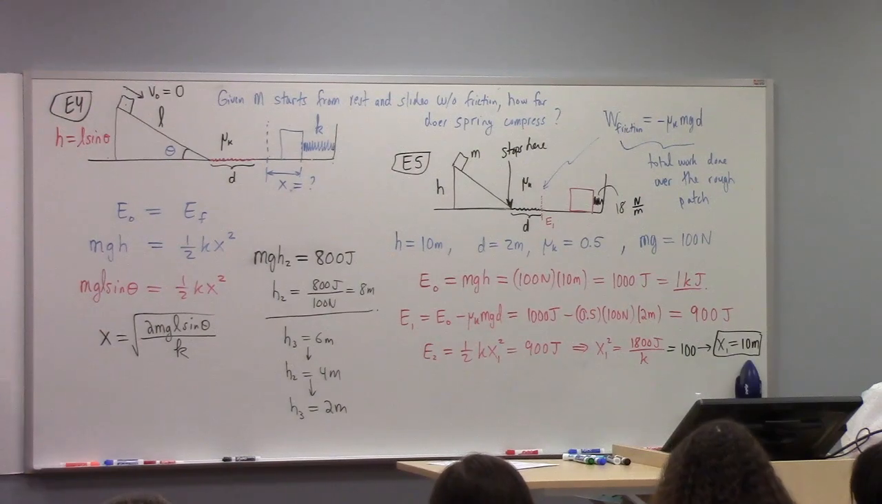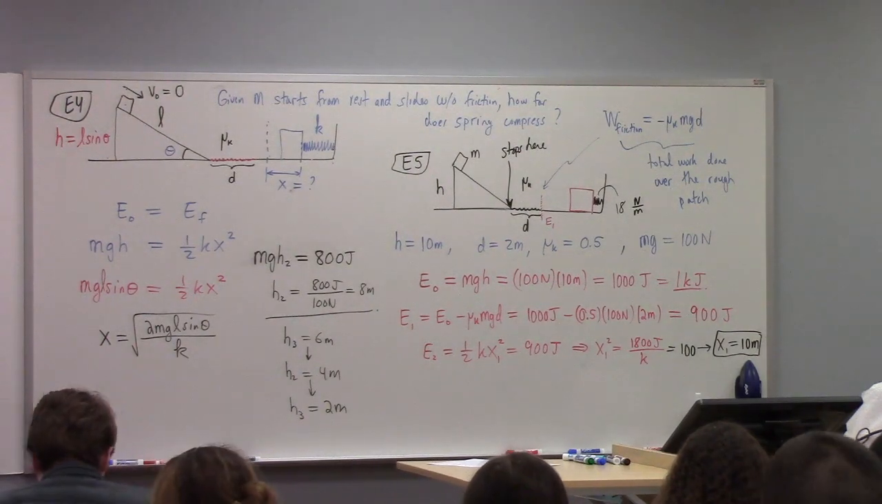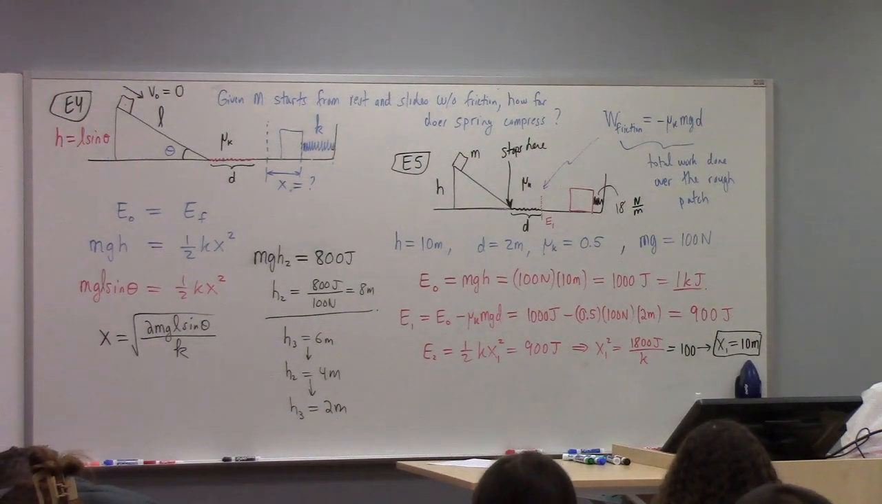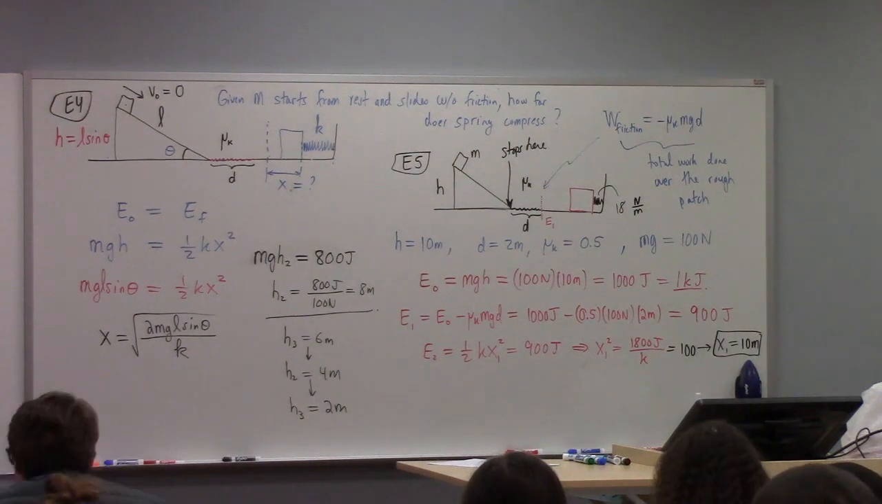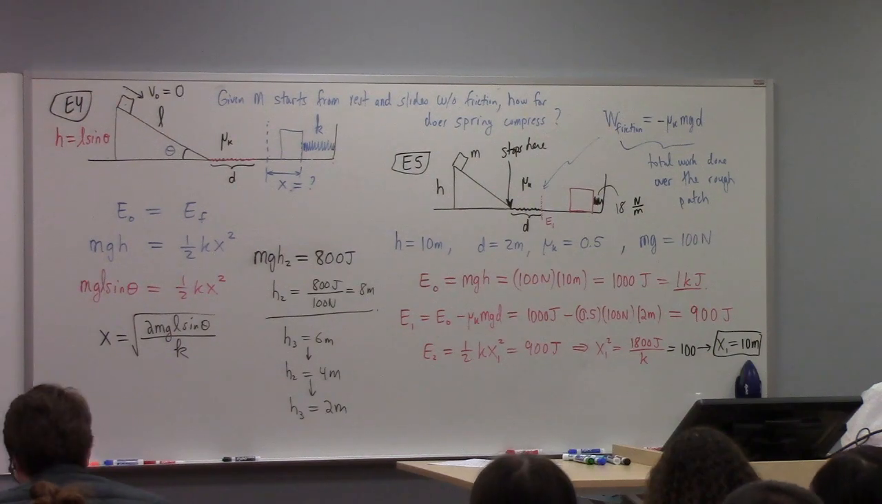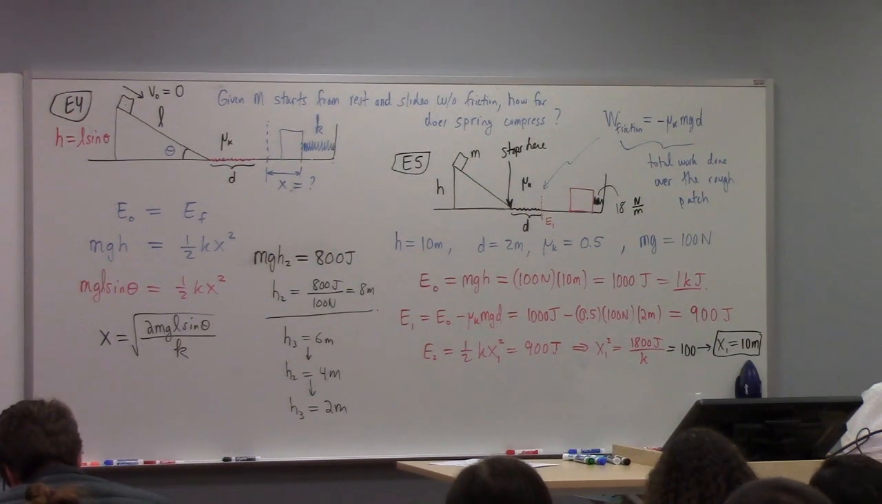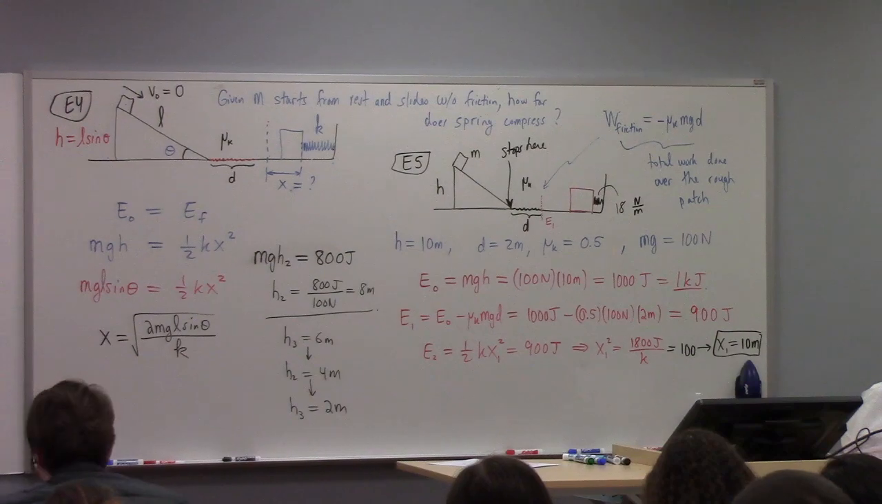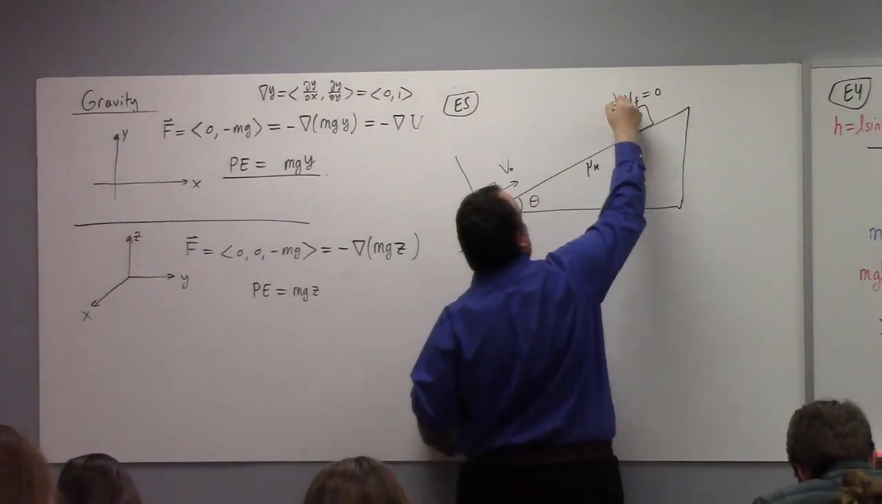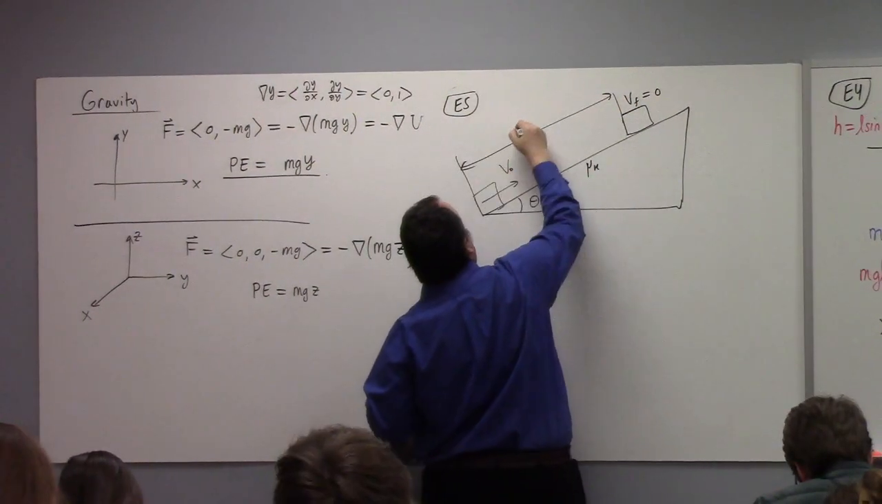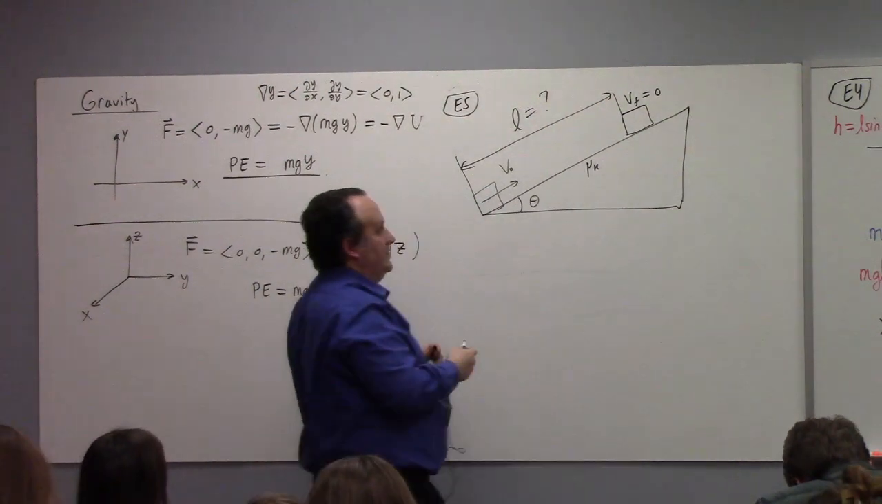Another example. What if we have just a plane at angle theta, we have a box, we give it a shove at velocity v naught, and we've got mu k, the coefficient of friction. The question is simply, how high does it go before it stops? Right, what's this distance along the plane? How far does it go up the plane?